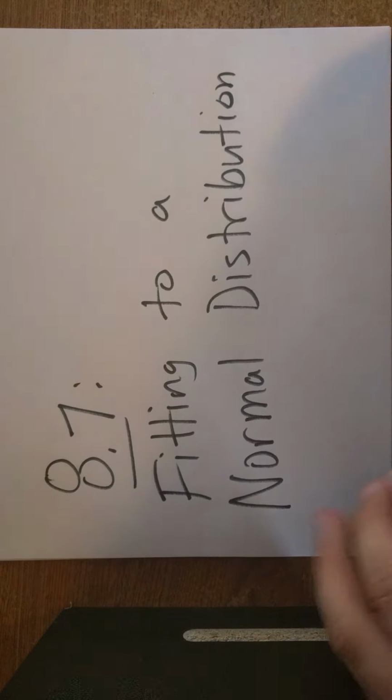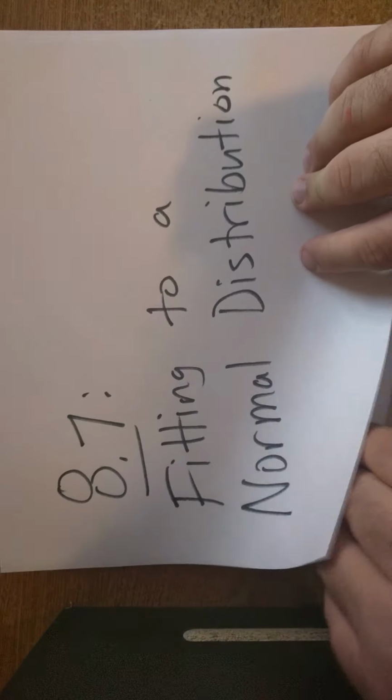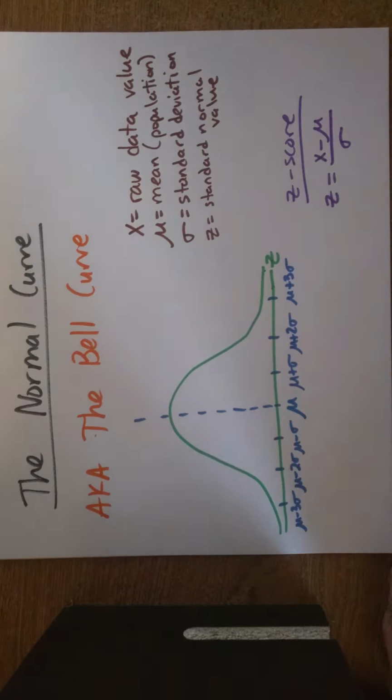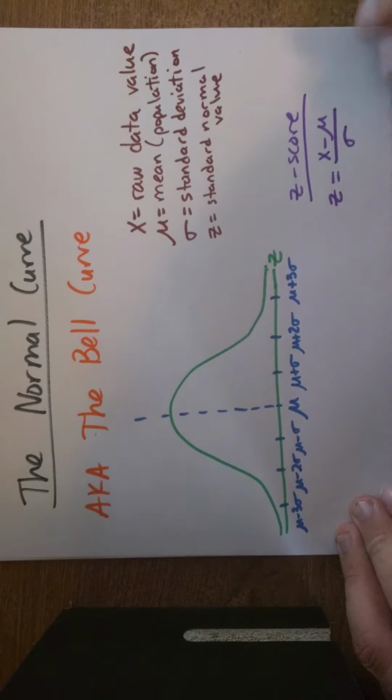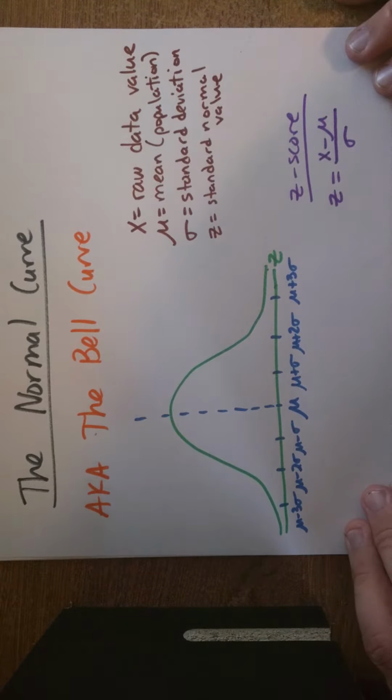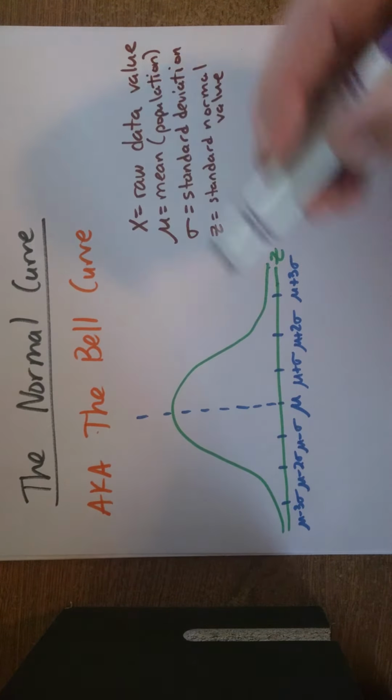Alright, 8.7, fitting to a normal distribution. You're going to want to copy this to the top of the paper I handed you. So go ahead and copy that to the top. This is the only thing you have to copy up there, except maybe a few extra notes I might write.